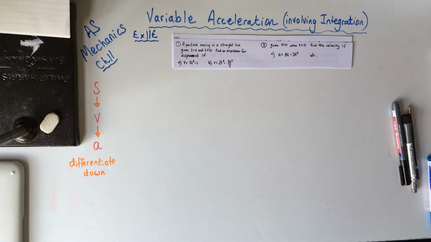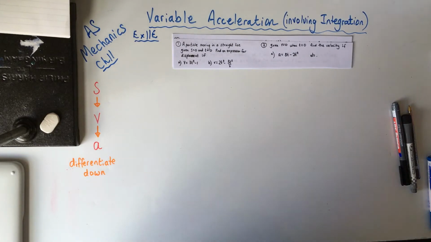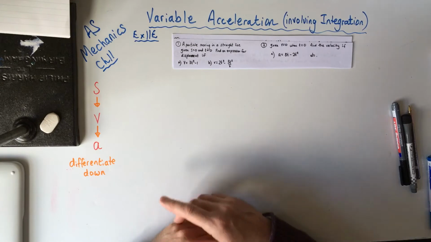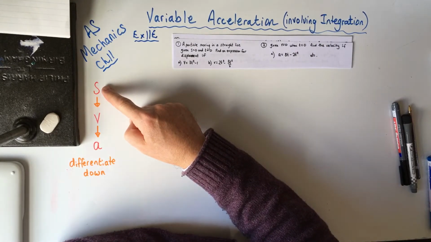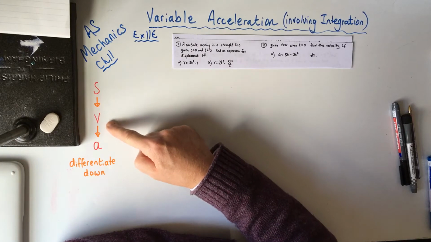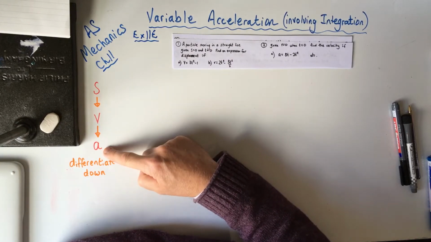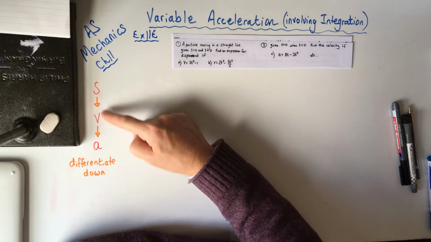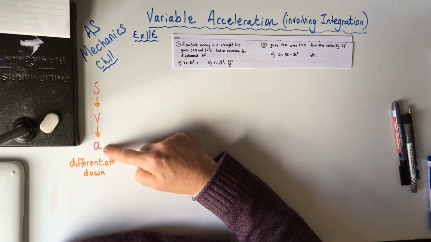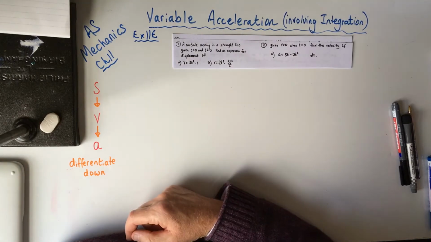Okay, so we're on chapter 11 and we're looking at variable acceleration, and this is new to the mechanics with a new course. We're looking at ones now that involve integration. So the last ones that we've been doing, we've been moving down this S, V and A line, this staircase from displacement, velocity and down to acceleration, and we differentiate when we go down.